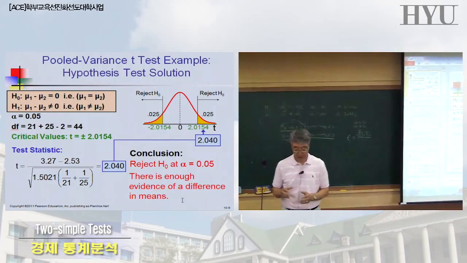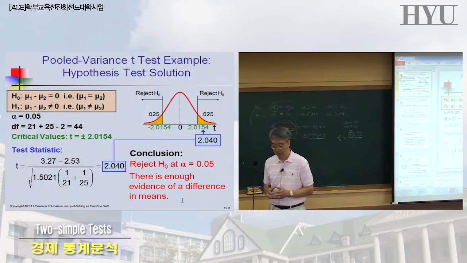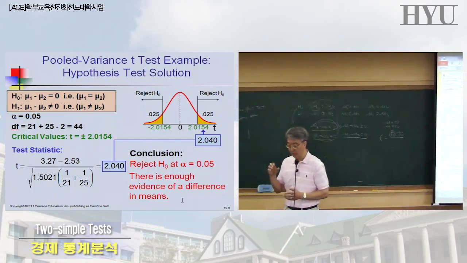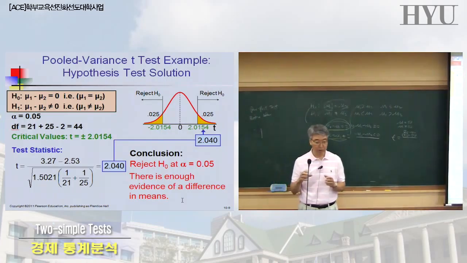So that's the first case. We covered the first case, which is the unrelated samples, or two independent populations, and we assume equal variance, right?